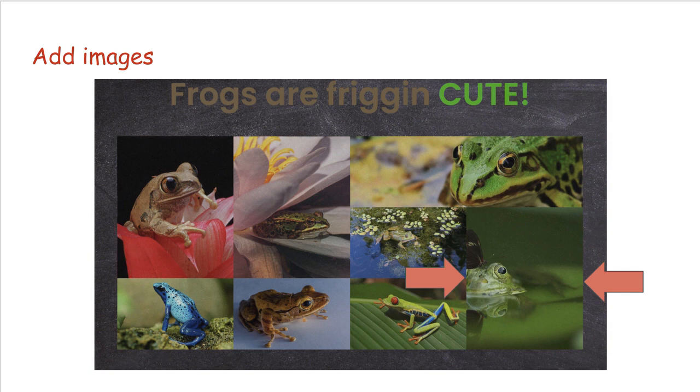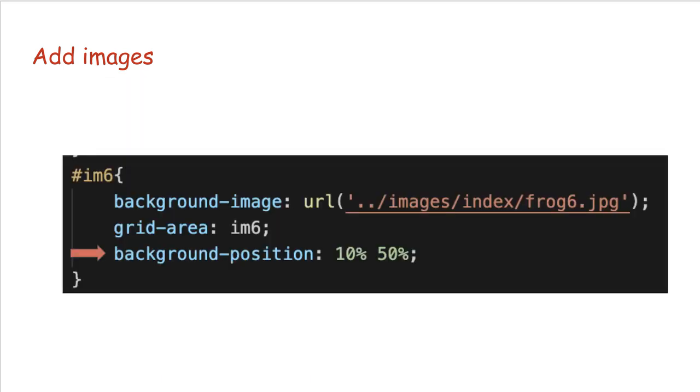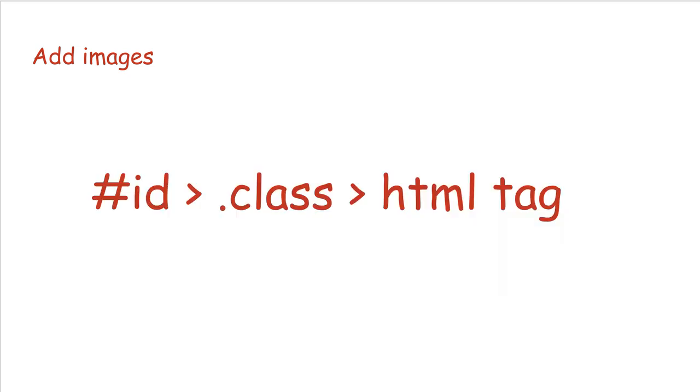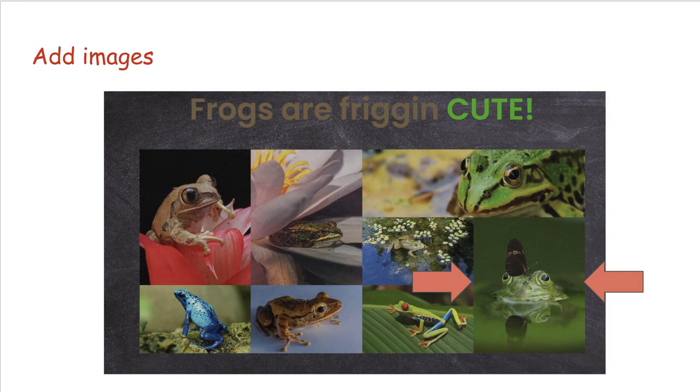There is one image, though, that is not positioned correctly on the page, and we should shift it so it won't be cut off. To do that, change the background position of the specific image to exact percentiles on the x-axis and y-axis. The styling statements on the ID selector override the ones on the class selector, which in turn override tag selectors like the h1 or body. Now our gallery is perfect.